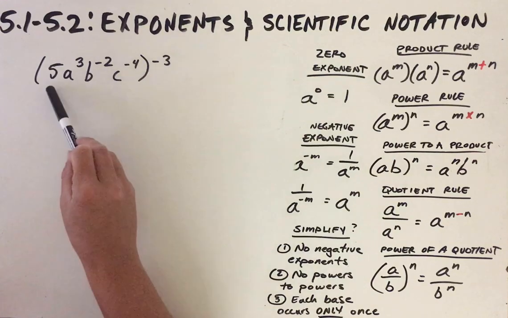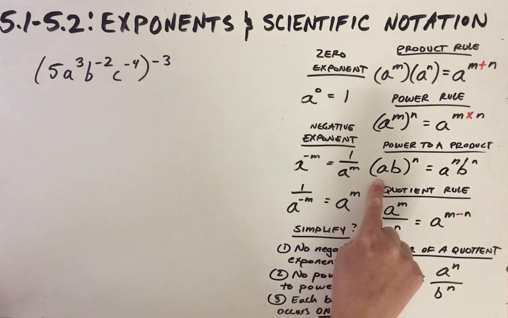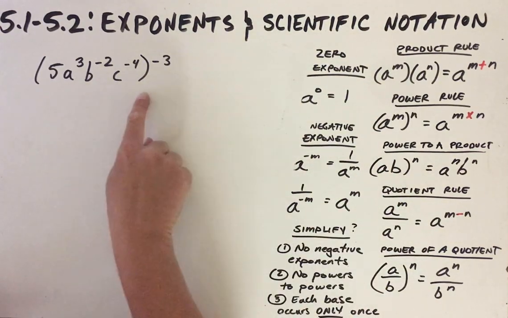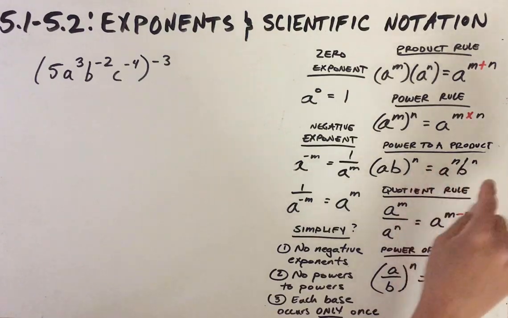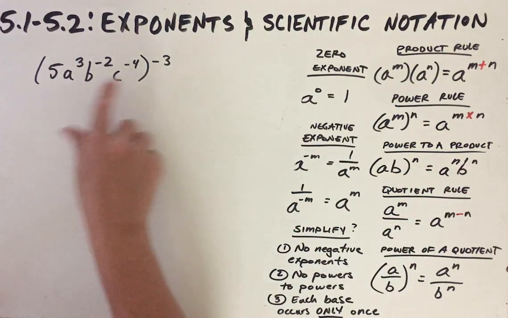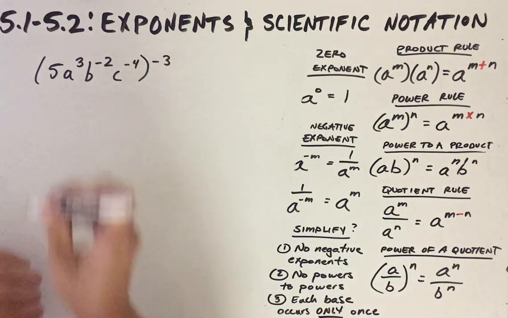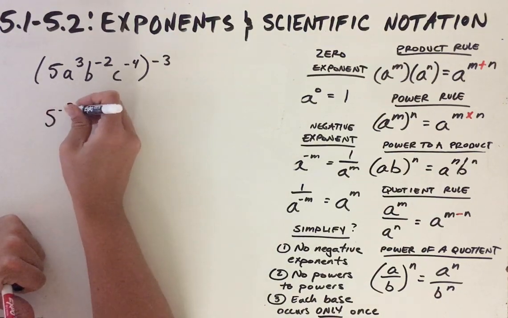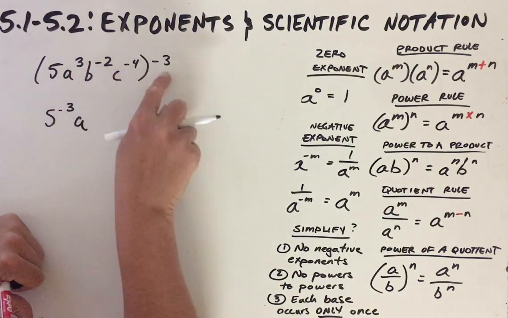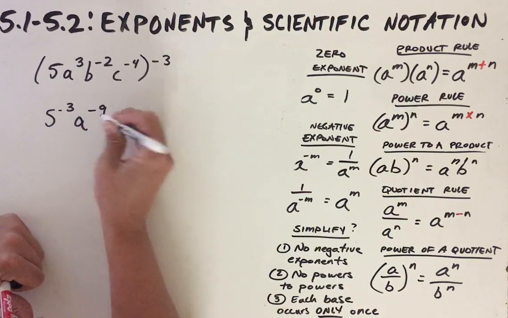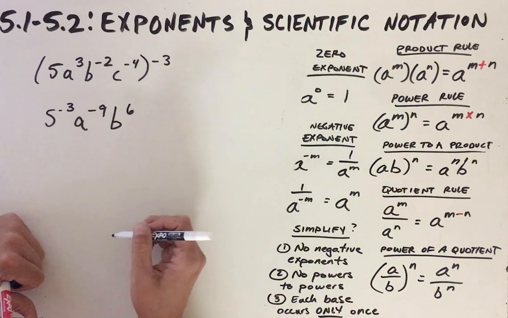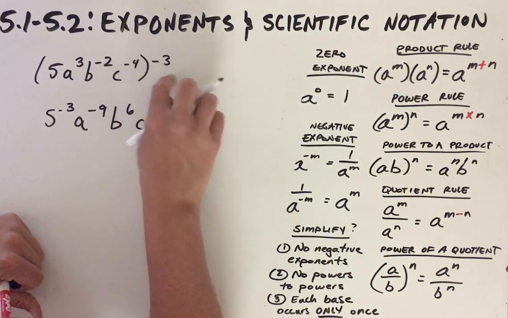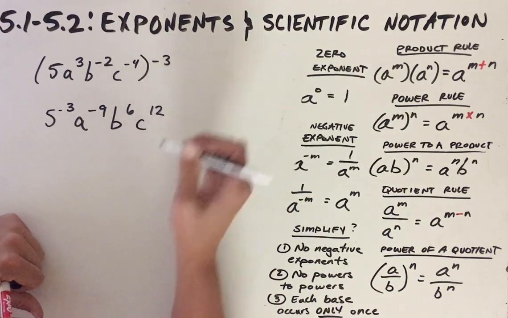This exponent belongs to every different base. Remember that if I have a product, which this is a product, all these are related to multiplication, then the exponent belongs to all of it. So I have 5 to the -3, a to the 3 times -3, which is -9, b to the -2 times -3, which is a +6, and c to the -4 times -3, which is a +12.